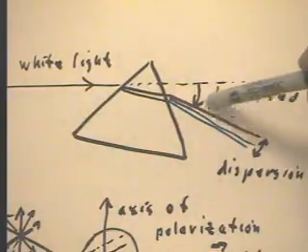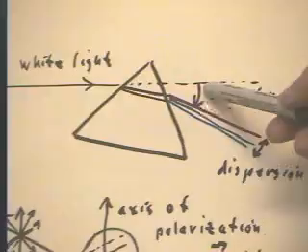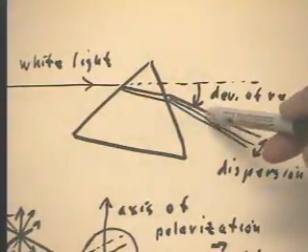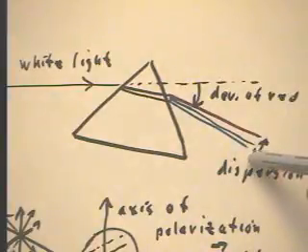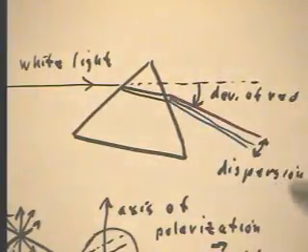This is the angle of deviation of the red light. The angle of deviation of the blue light would come on down to here. And the angle here, the angle between the red and the blue ray, is called the angle of dispersion, or a measure of dispersion.